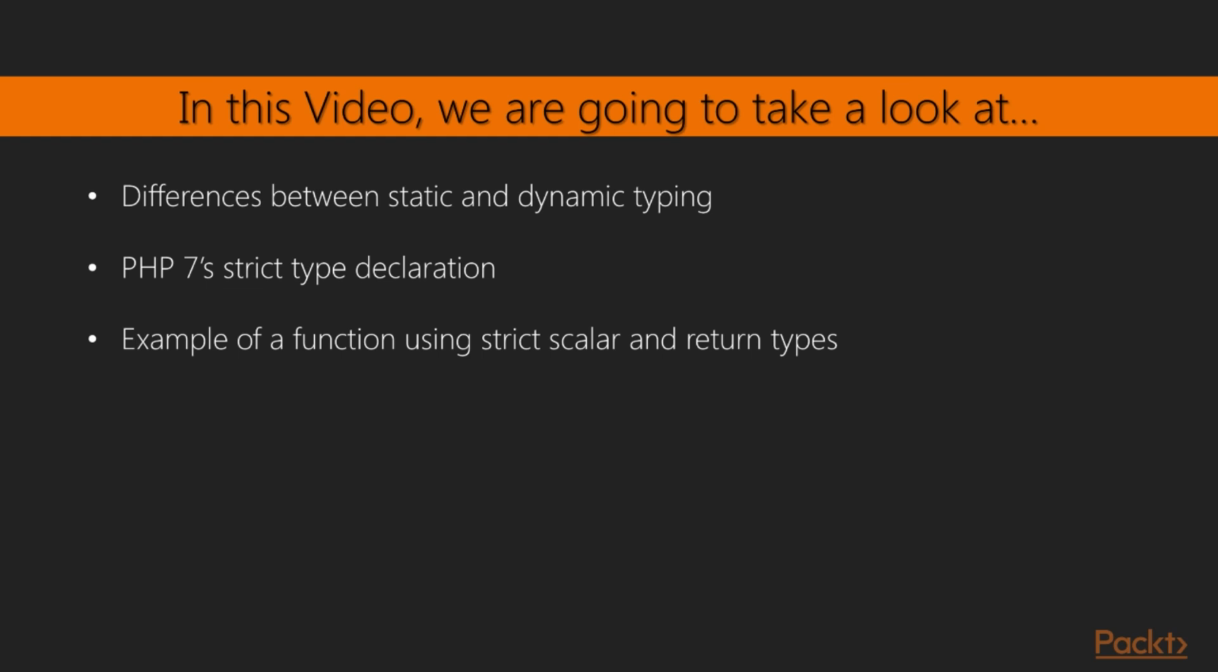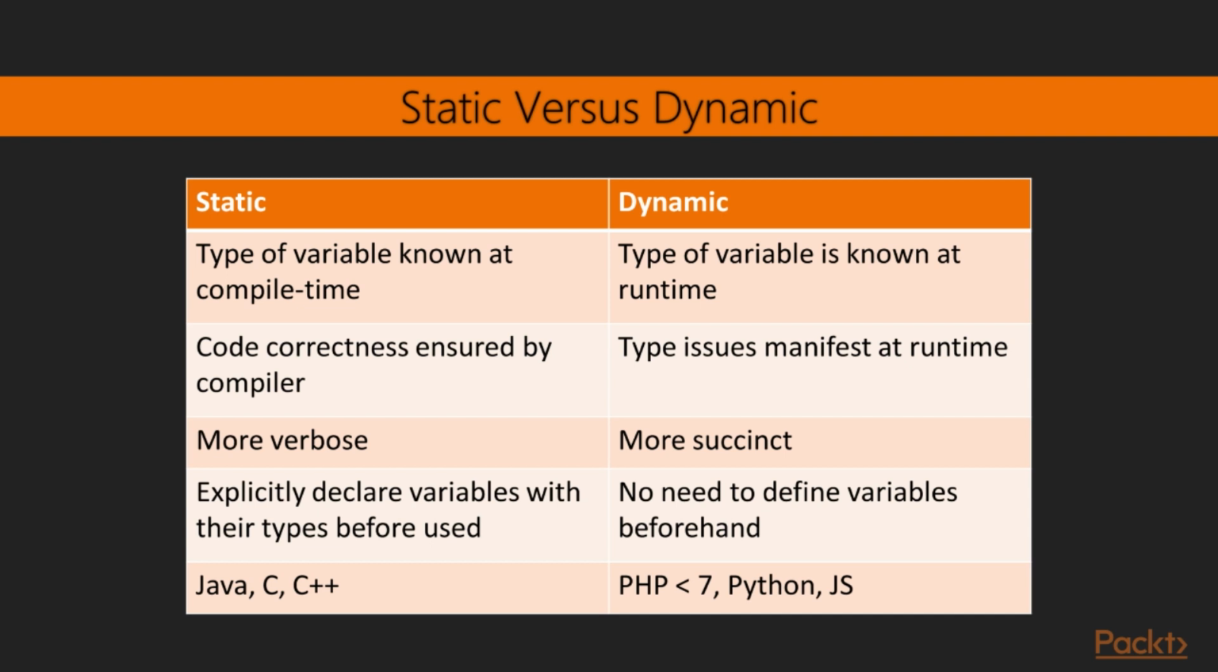We'll also take a look at PHP 7's new strict type declaration, as well as some examples of functions that use strict scalar types and return types. Now, the difference between static and dynamic are not very clear sometimes, and people gravitate religiously towards one or the other depending on the support that they're looking for in terms of compiler and things like that.